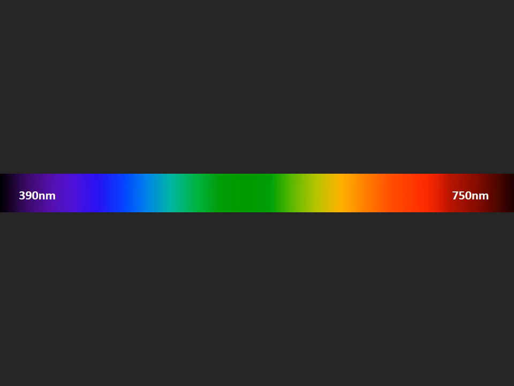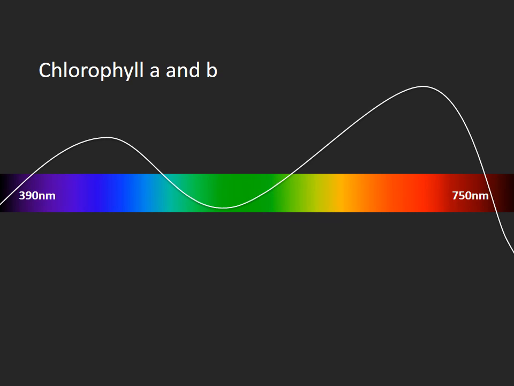I wanted to spend the last minute or so just looking at the different photosynthetic pigments that plants have. What you're looking at now is the spectrum of visible light, which is essentially white light divided into its different constituent wavelengths. Those wavelengths span from about 390 nanometers to about 750 nanometers. What this white line shows is the efficiency with which chlorophyll A and B absorb light of different wavelengths.